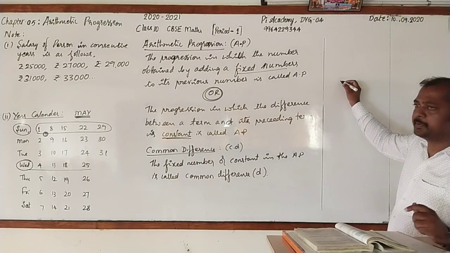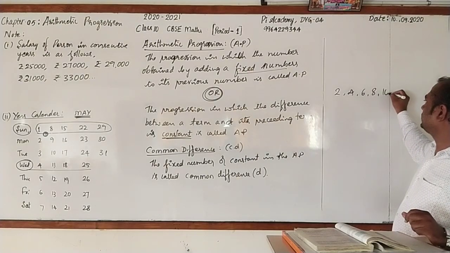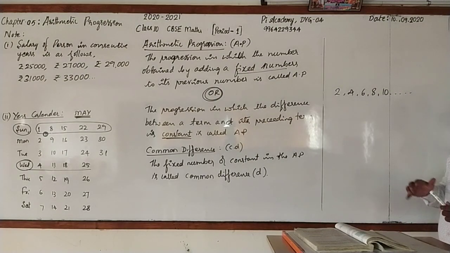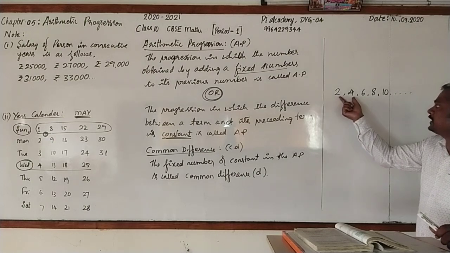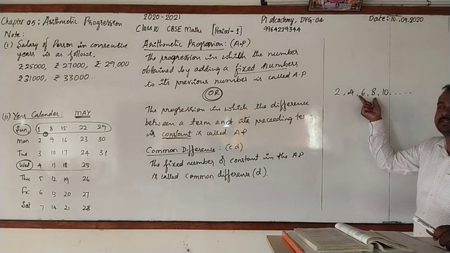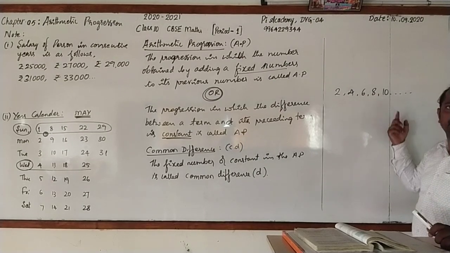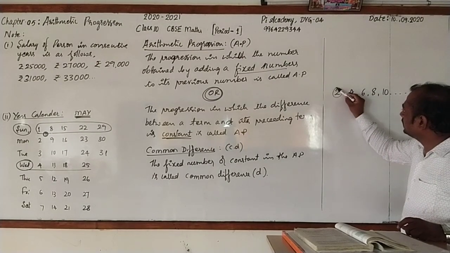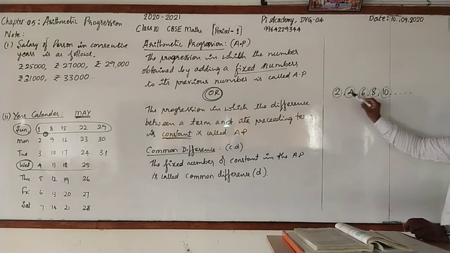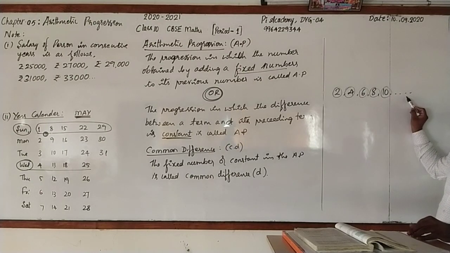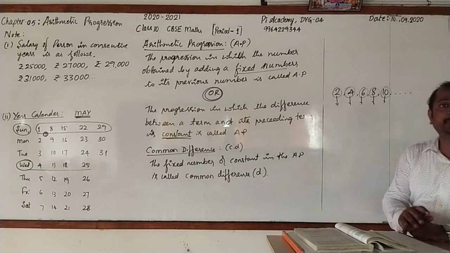Observe it. Very simple example. Here 2, 4, 6, 8, 10 and so on. You may tell that these are the even numbers. No doubt. But the difference between a term and its preceding term is the same. 4 minus 2 is 2. 6 minus 4 is 2. 8 minus 6 is 2. Here the numbers which are in the progression list are called terms of AP. What are these?